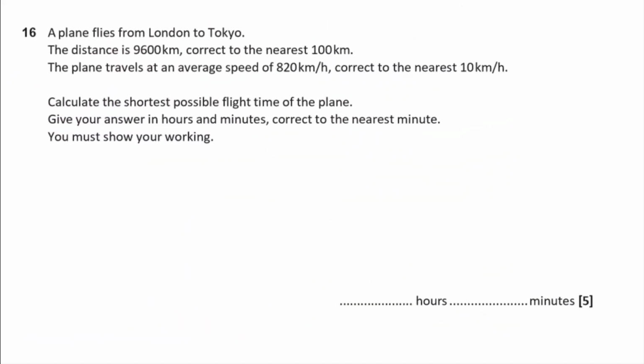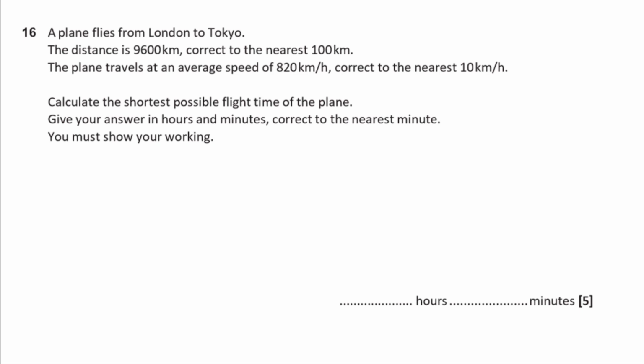Question 16. A plane flies from London to Tokyo. The distance is 9,600 kilometers, correct to the nearest 100 kilometers. The plane travels at an average speed of 820 kilometers per hour, correct to the nearest 10 kilometers per hour. Calculate the shortest possible flight time of the plane. Give your answer in hours and minutes, correct to the nearest minute. You must show your working.